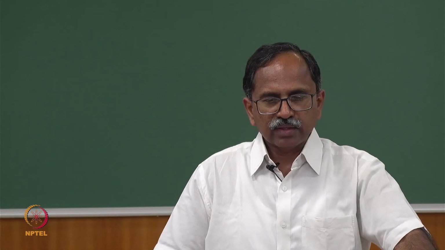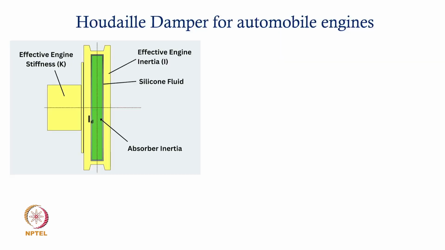Okay, let's take a look at another kind of damper, the Houde damper for automobile engines, where the crankshaft's torsional deflections, vibratory motion is damped substantially by use of these kinds of dampers. Okay, so the damper actually is an inertia in the form of a disc which is floating in an annular space, maybe of a pulley which is there to drive the accessories.